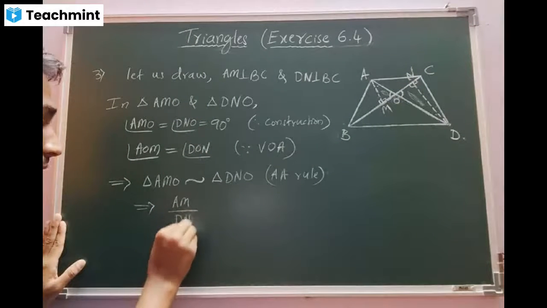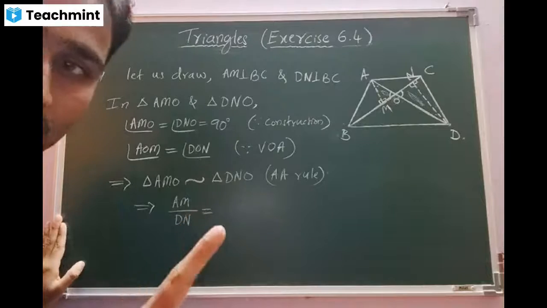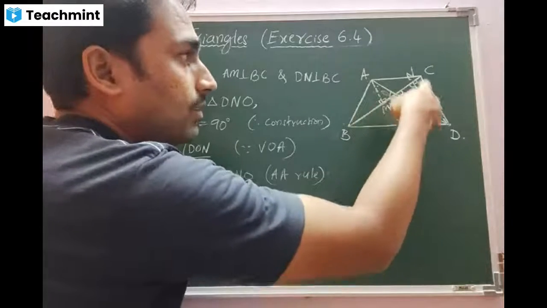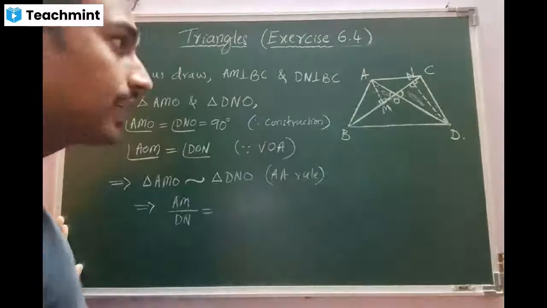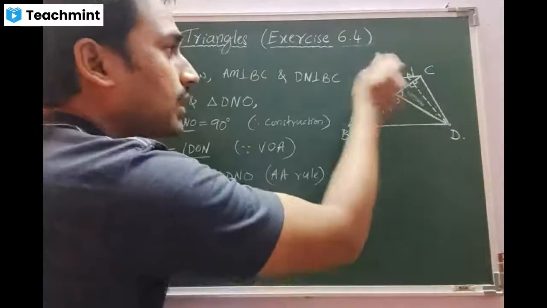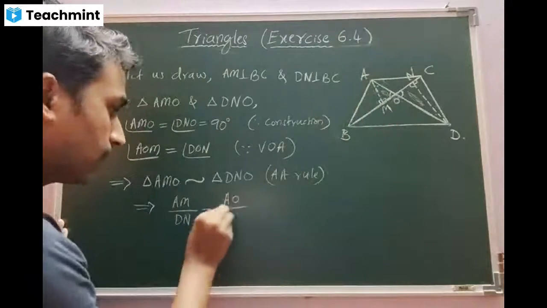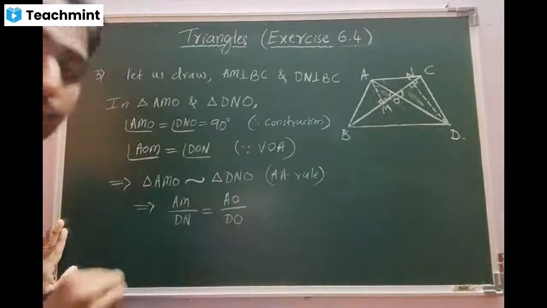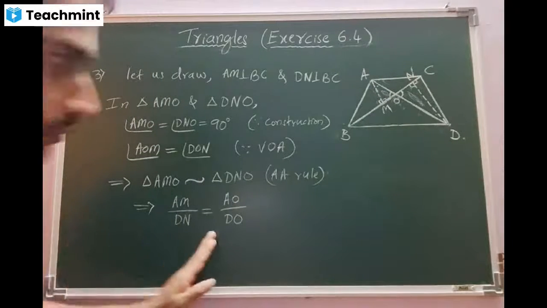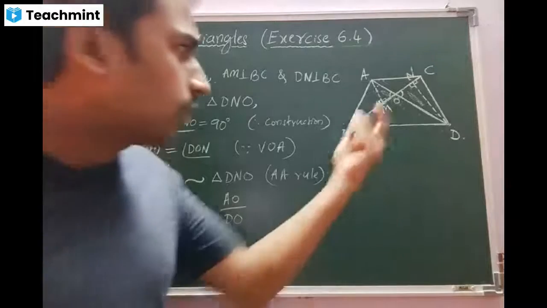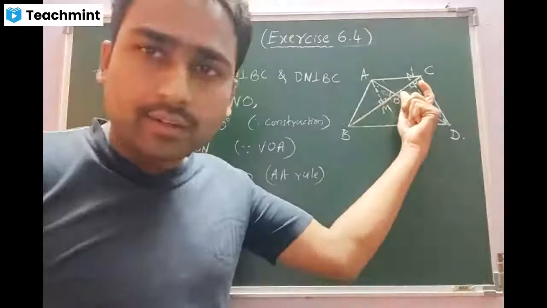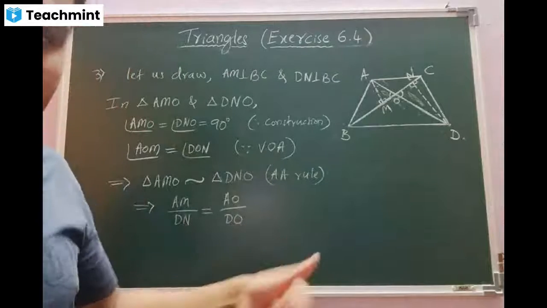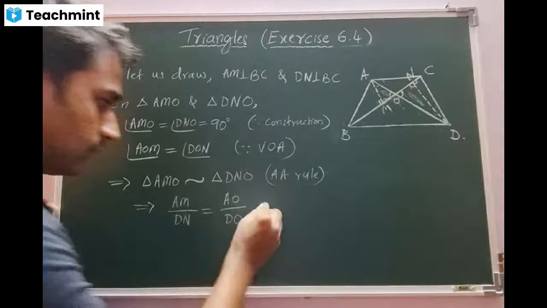AM divided by DN. This is one set of corresponding sides, because opposite to AM, this equal angle, is DN. Then look at the 90 degree. Opposite the 90 degree side is AO, and here the opposite is BO. Correct, beta? Yes, sir. You can write one more ratio, OM and ON, but that is not required, beta. So out of three, I will take two directly, which are required. Clear? Yes, sir.